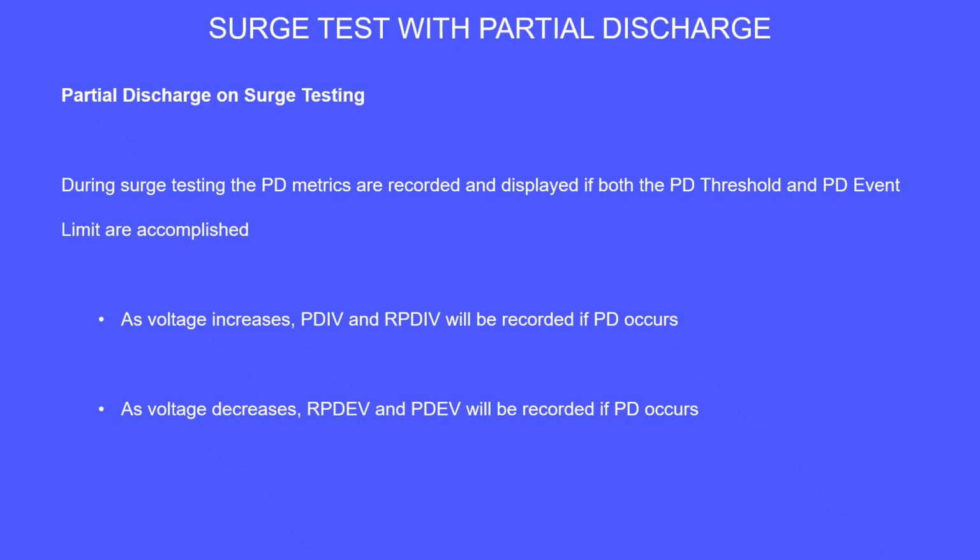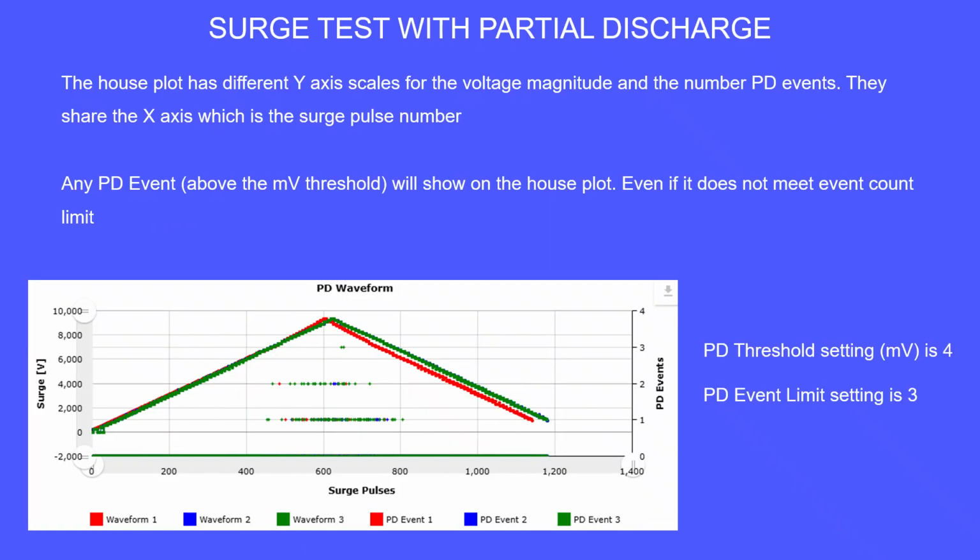As voltage increases, PDIV and RPDIV will be recorded if PD occurs. As voltage decreases, RPDEV and PDEV will be recorded if PD occurs. The plot has different y-axis scales for the voltage magnitude and the number of PD events. They share the x-axis, which is the surge pulse number. Any PD event above the mV threshold will show on the plot, even if it does not meet the event count limit.